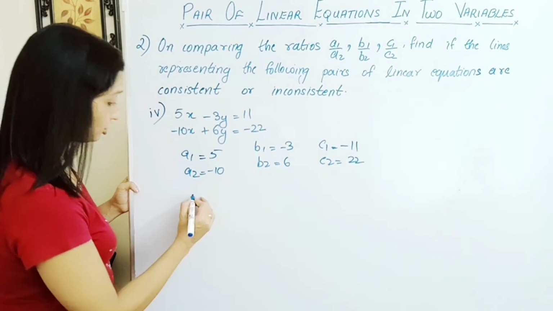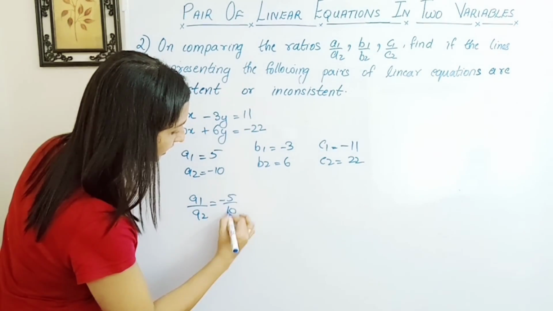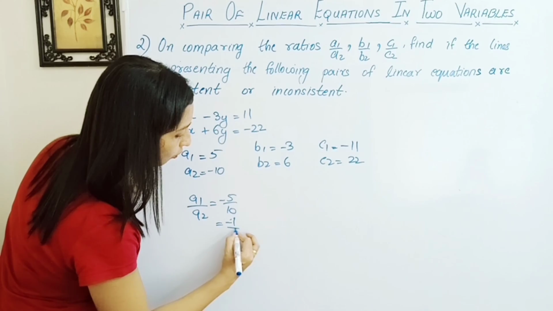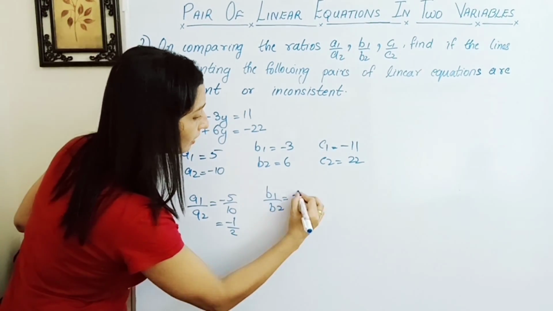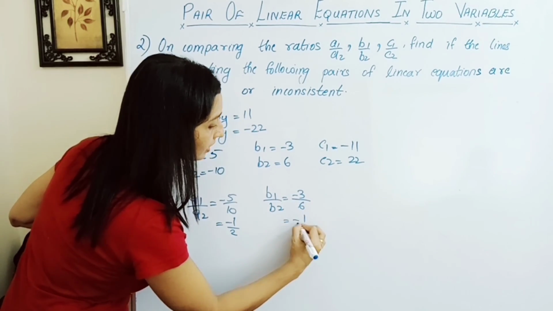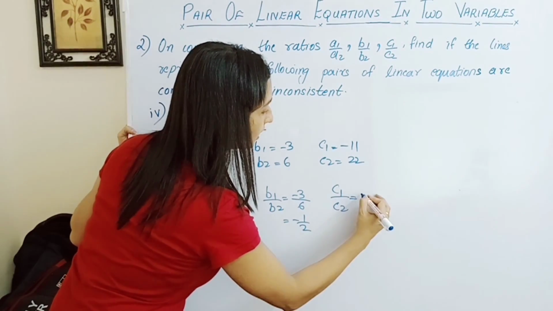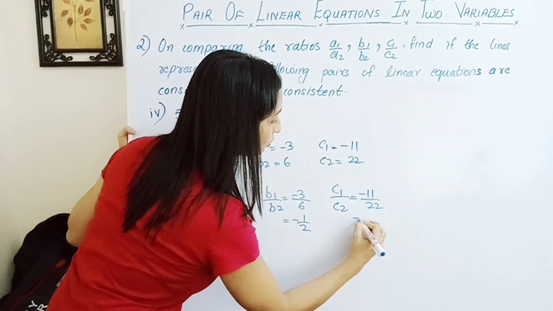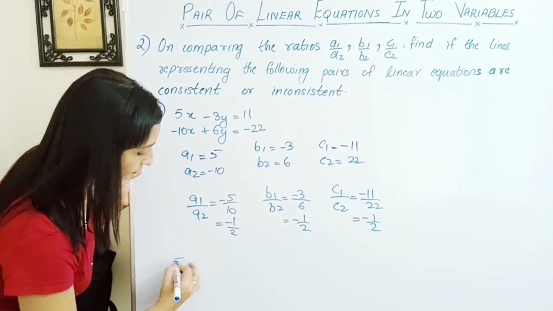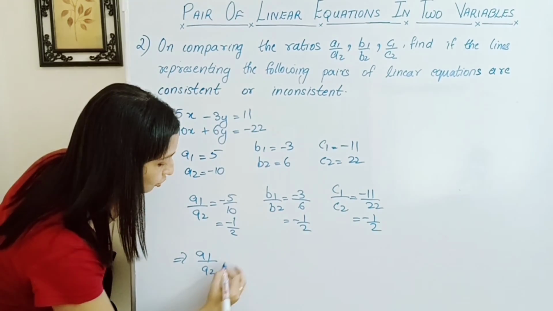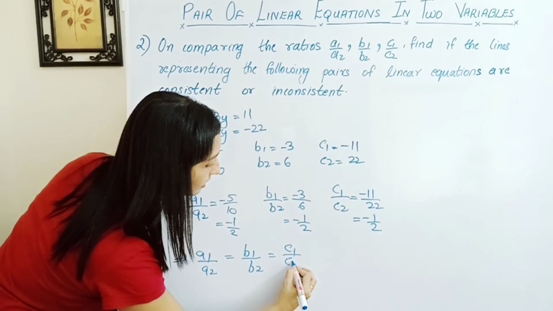Now let's find out the ratios. A1 by A2 equals minus 5 by 10, which is equal to minus 1 by 2. Now what is B1 by B2? It is minus 3 by 6, which is again minus 1 by 2. Now what is C1 by C2? Is minus 11 by 22, which is again minus 1 by 2. So here you have got A1 by A2 equals B1 by B2 equals C1 by C2.